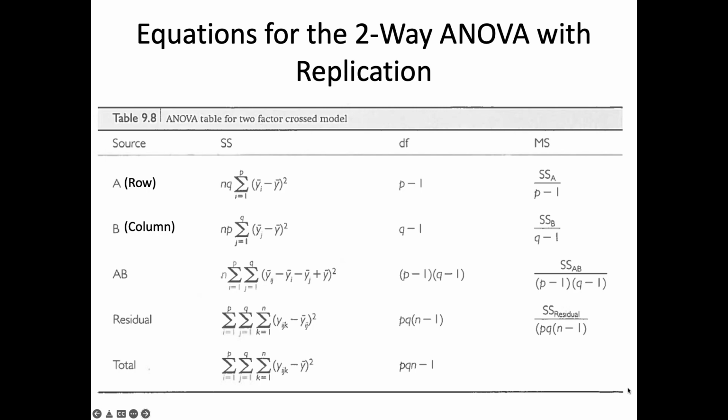And then what we do is we sum that across all columns, sum that across all rows, and we multiply that whole thing times 3 in this case, which is the sample size within each combination. So what does that mean when we look at this?